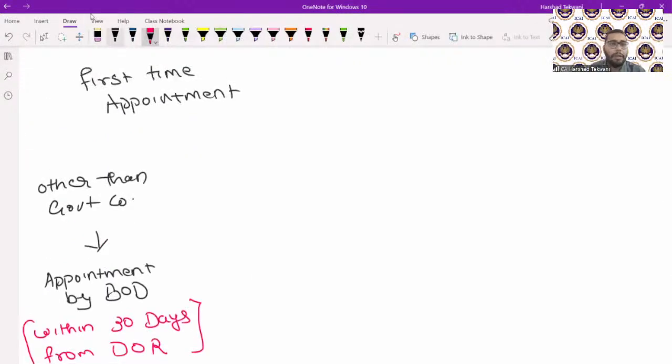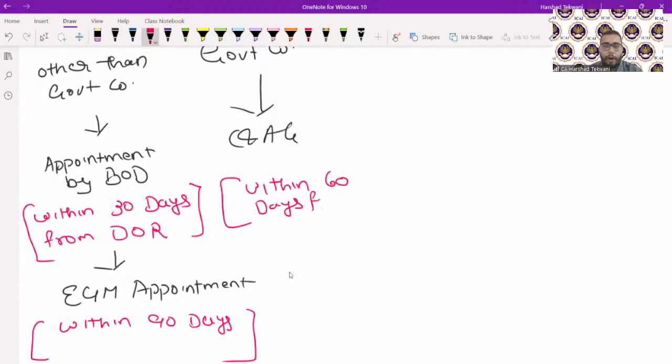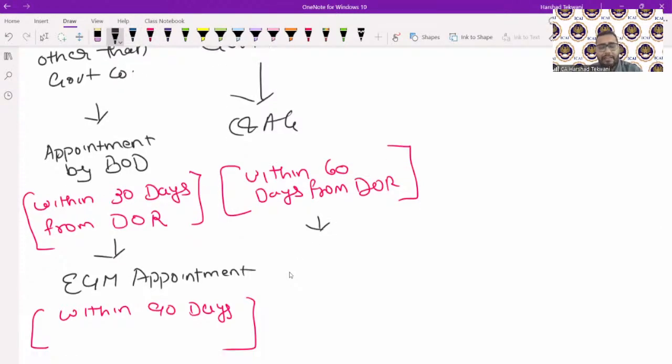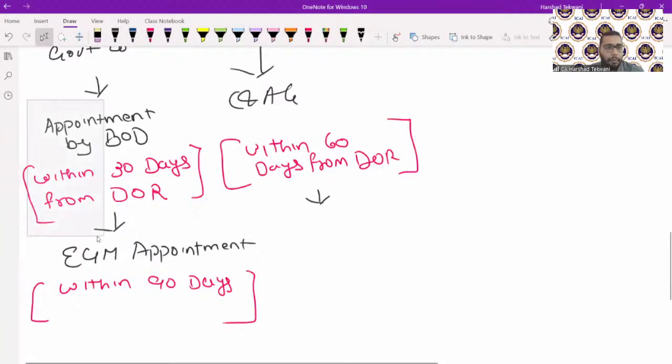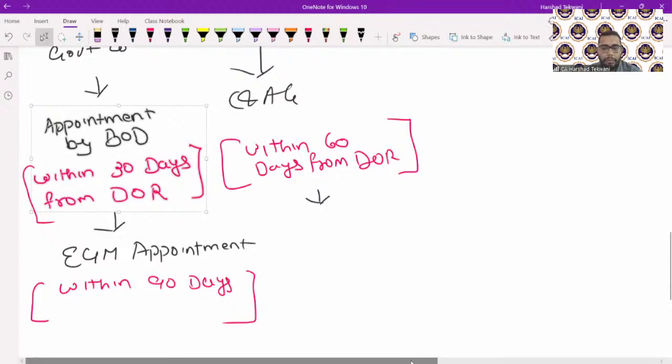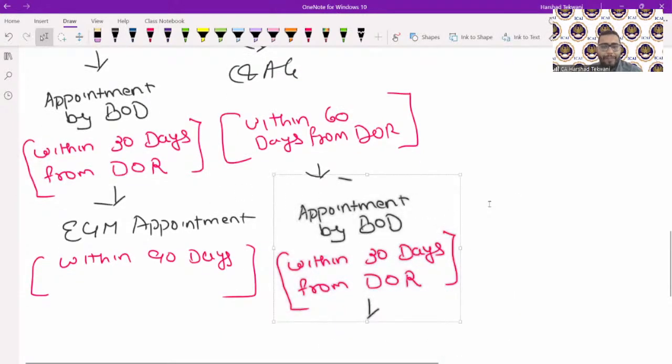It's clear. Now what if it's a government company? If this is a government company, then the appointment is required to be done by, as usual, CNAG. CNAG is required to appoint, but the timeline over here is, instead of 30 days, it will become within 60 days from the date of registration. Now within 60 days, what if CNAG is not able to appoint? Then this cycle will start. Then the appointment is required to be done by the board of directors within 30 days.